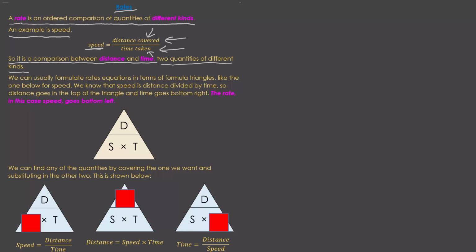Just to reiterate, we can usually formulate rates equations in terms of formula triangles, like the one below for speed. That's this triangle just here. We know that speed is distance divided by time. So distance goes in the top of the triangle and time goes in the bottom right. The rate, in this case speed, goes in the bottom left.